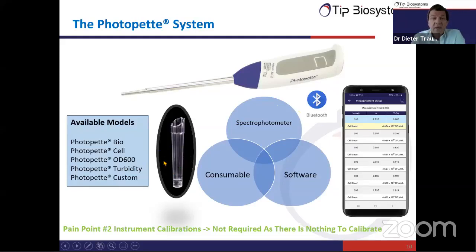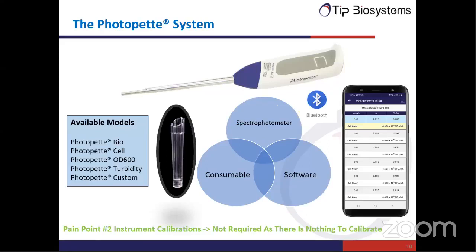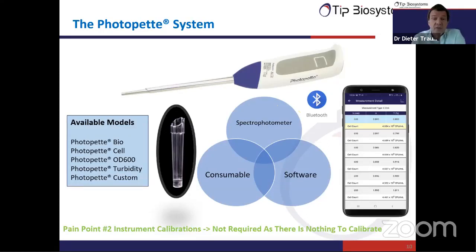We call it cuvette tip. This is a disposable tip which is attached here to the end of the Photopette device. And this tip is replacing the classical cuvette that you use in the benchtop instruments. Your sample will only come in contact with this tip, where there's a tiny window, and there's no contact of your sample with the instrument itself. So you see, it's a closed system that works seamlessly together.